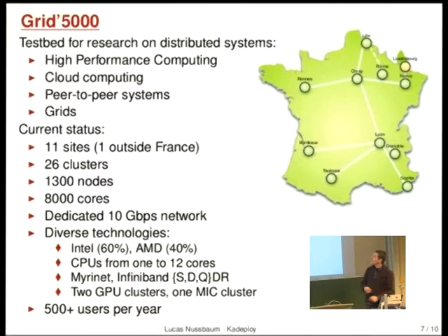So G5000 is composed of 11 sites, with one site outside France in Luxembourg. Actually, we have members from the local G5000 site in Luxembourg in the room. It has 26 clusters, about 1,300 nodes, 8,000 cores. The network between sites is dedicated, provided by the French NREN project. We provide various technologies, of course, due to the several generations of clusters we bought over the years, like Myrinet and InfiniBand. We have 2 GPU clusters and 1 MIC cluster, and about 500 different users using the testbed per year. So it really works.